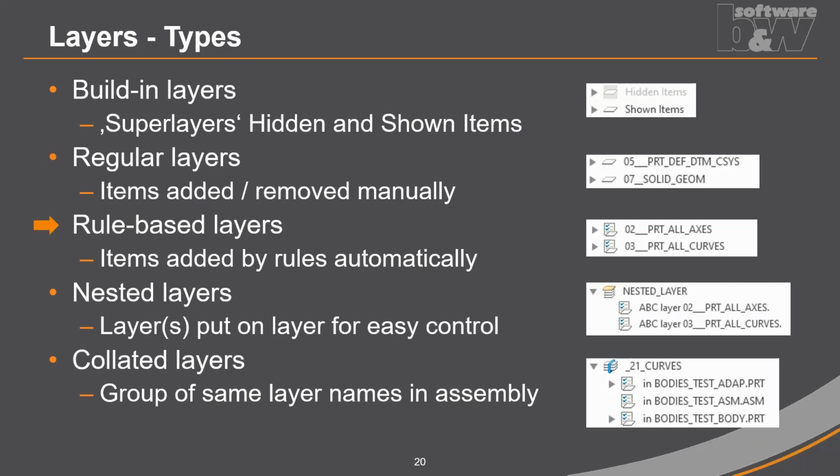Next one are the rule-based layers. Creo adds items by rules automatically to this layer. Not so well known, I believe, is nested layers. So you can put a layer on a layer, and this makes sense if you want to control multiple layers at one time. And I believe everybody has seen this. Collated layers are used in assemblies or drawings, and it's a grouping of layers of the same name.